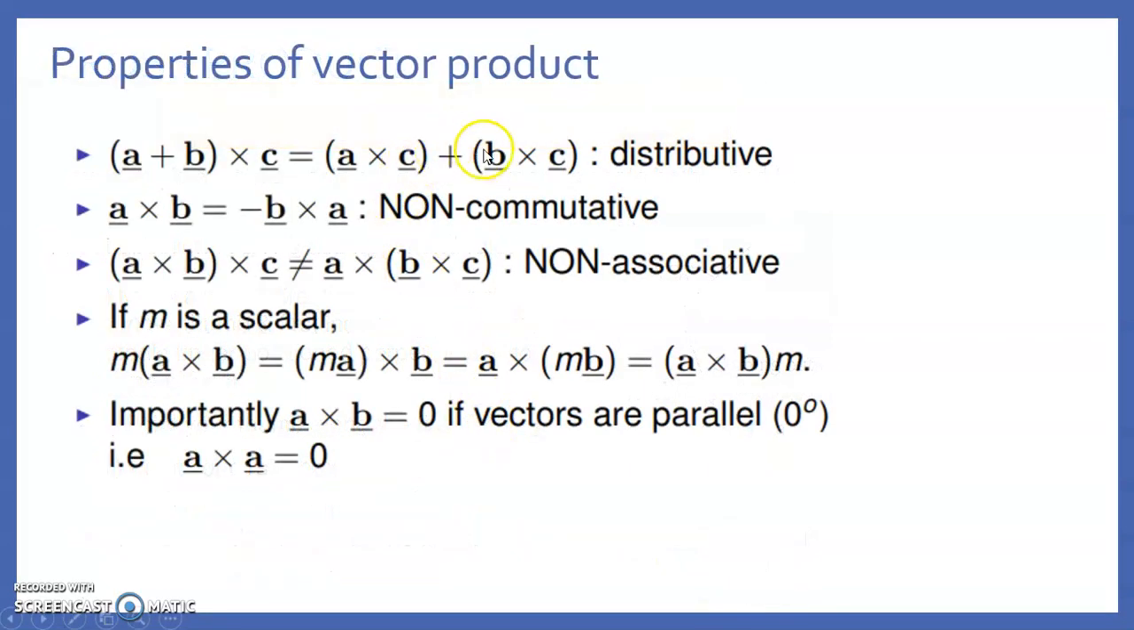This is the properties of vector product. A plus B cross C, you can do A cross C plus B cross C. A cross B will not be equal to B cross A. It is non-commutative. So it will be minus of B cross A.